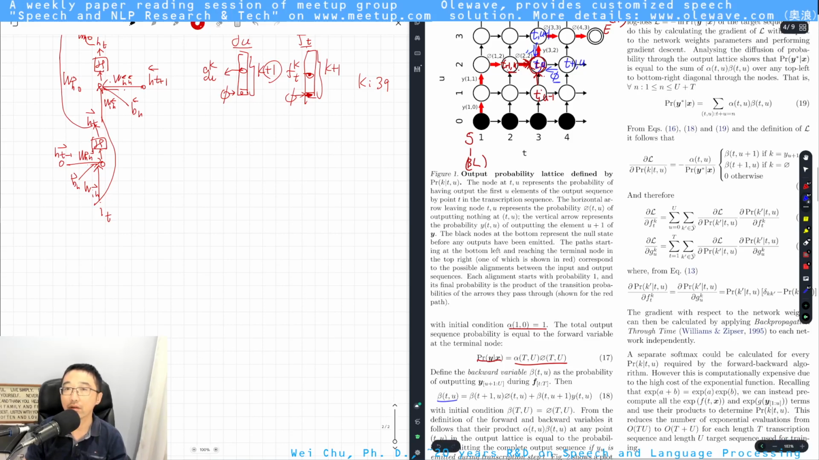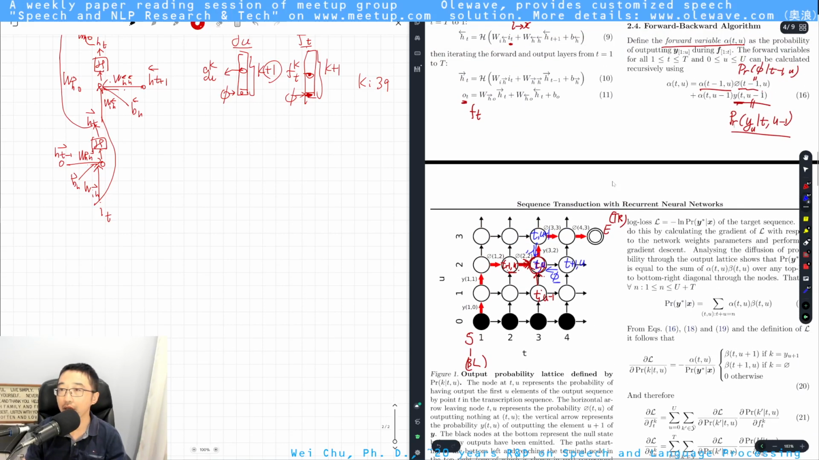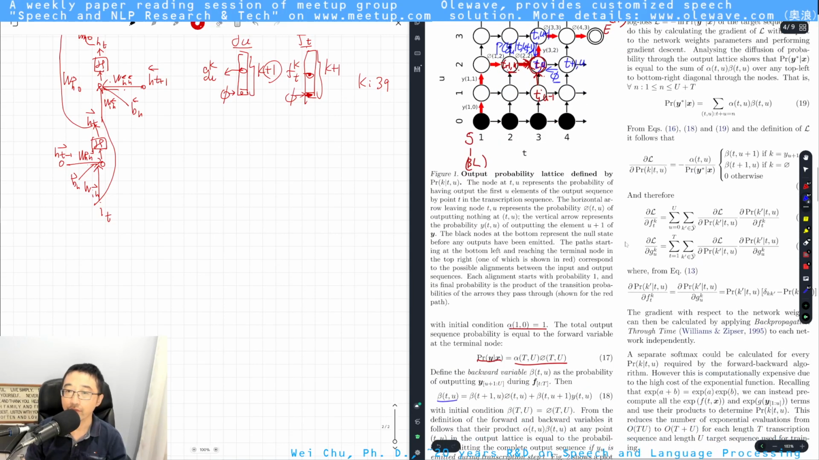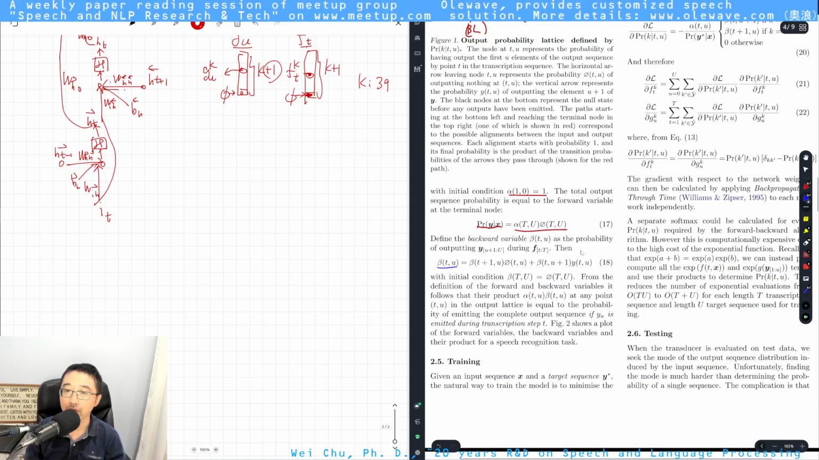I think it's not correct to write this here. Let me double check this. Yeah, this is the probability of y_u given T and U minus 1. U plus 1, sorry, U plus 1. Okay. So, you do the homework of this. The initial condition has to be this, right?